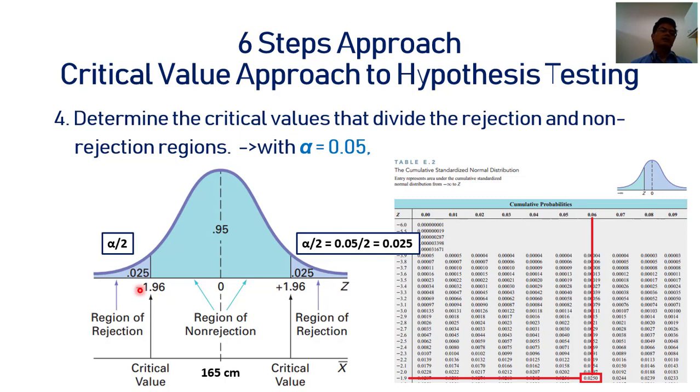Since the normal distribution using the standardized value will be symmetrical on 0, then the right side of the critical value will also have the value of 1.96. So the left side value of the critical value will be minus 1.96 and the right side will be plus 1.96.